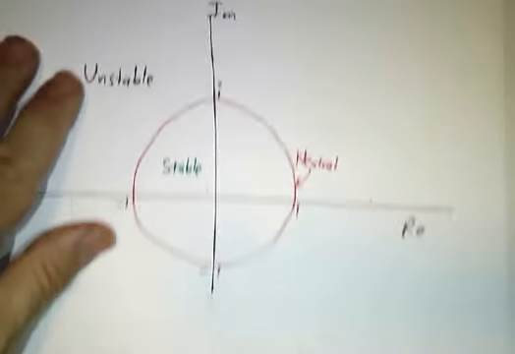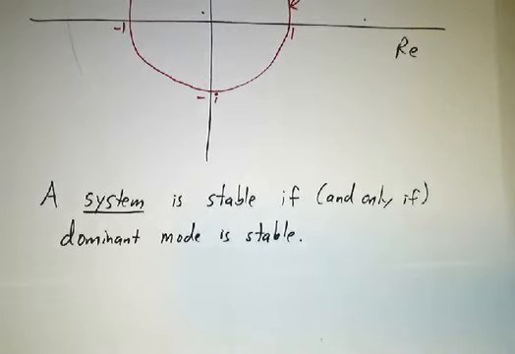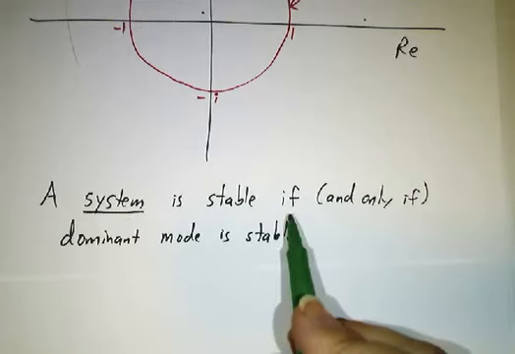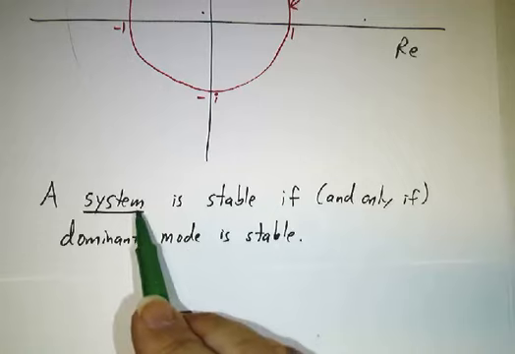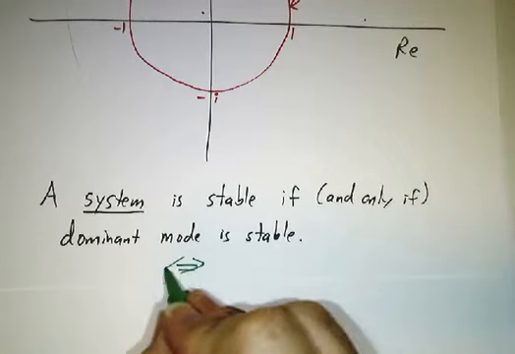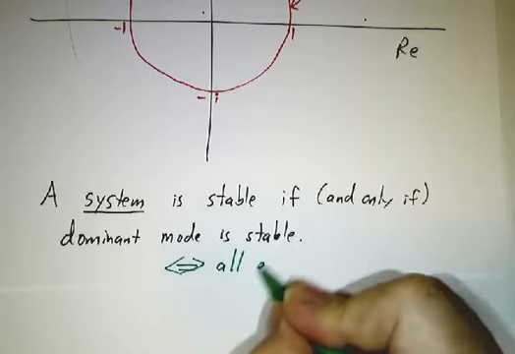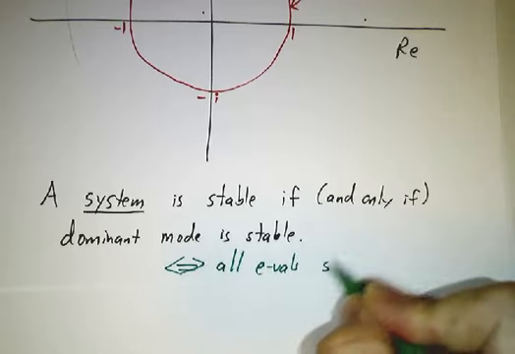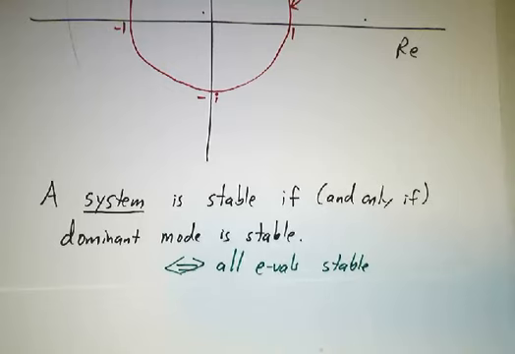Finally, we can talk about whether a system is stable. Since in the long run the system behaves like its dominant mode, we call the system stable if the dominant mode is stable, which is to say that all eigenvalues are stable. If you have 17 stable eigenvalues and one unstable eigenvalue, well, the dominant mode is going to be the unstable one.